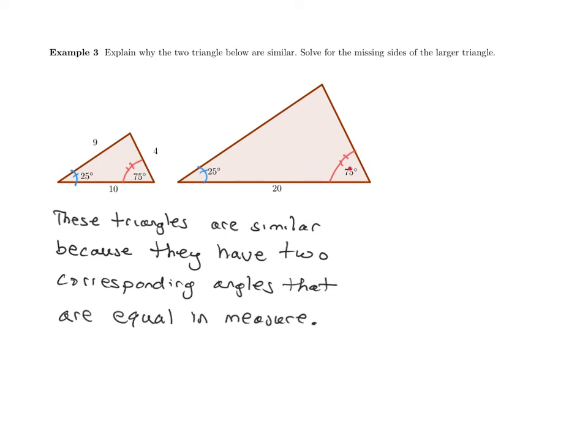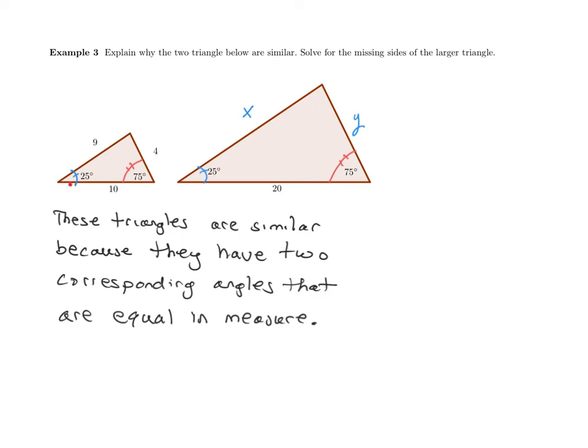And once you have two corresponding angles that are equal in measure, you get the third one for free. Okay, so now let's solve for the missing sides on the larger triangle. And I guess we're talking about the lengths of these sides. So for example, if I call this one x and this one y, what numbers correspond to the lengths?